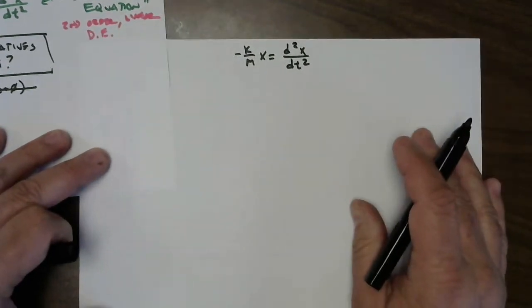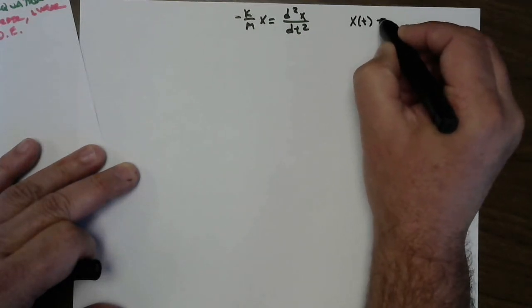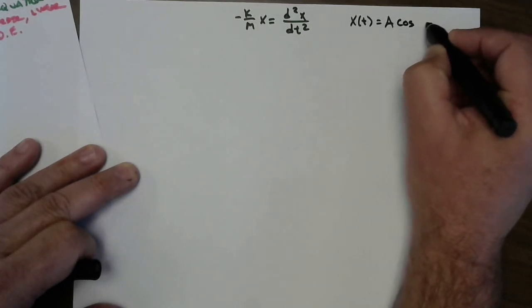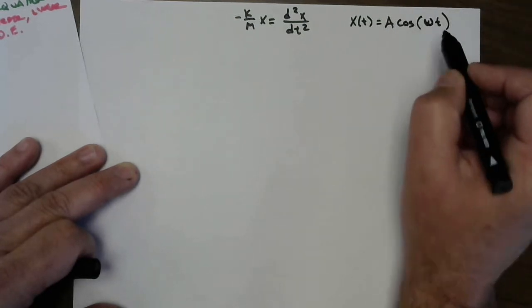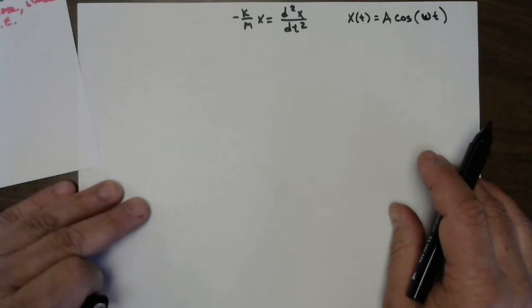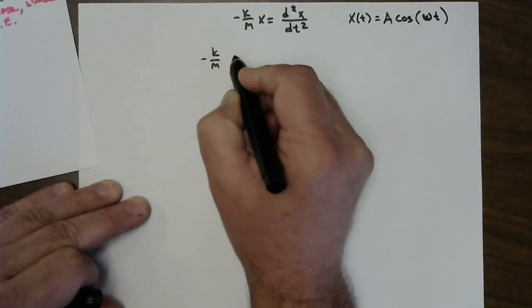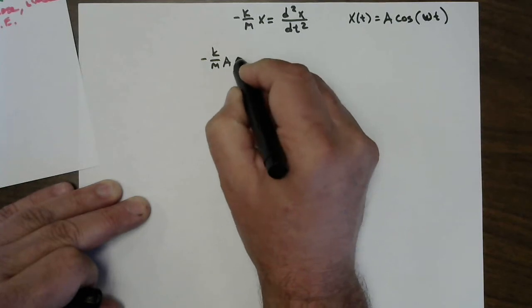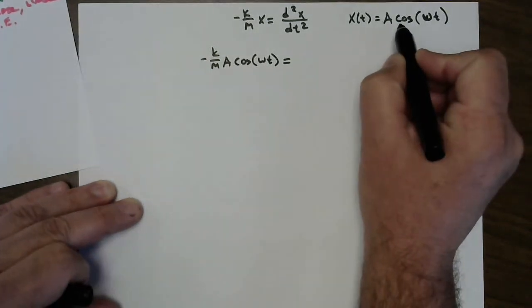And what function are we going to put into that equation? We are going to put in x as a function of t is a cosine omega t. My omegas are getting a little squirrely. Okay, let's put it in. Over here, we're going to have minus k over m times a cosine omega t. On this side, we're going to take two derivatives.